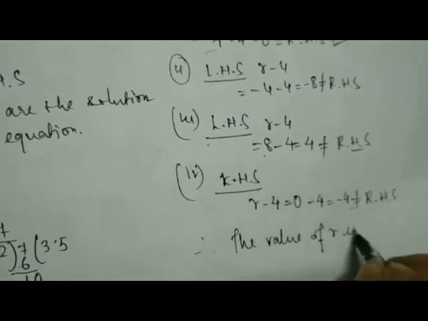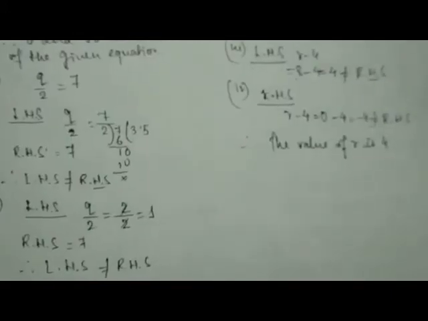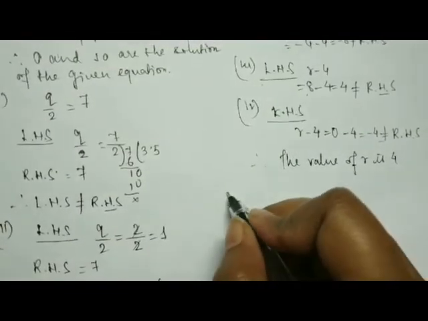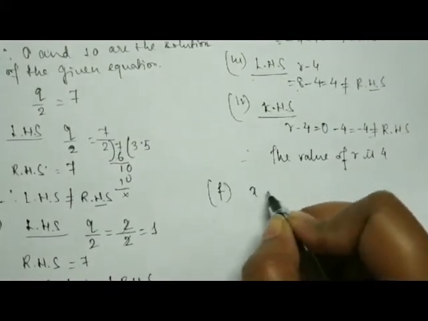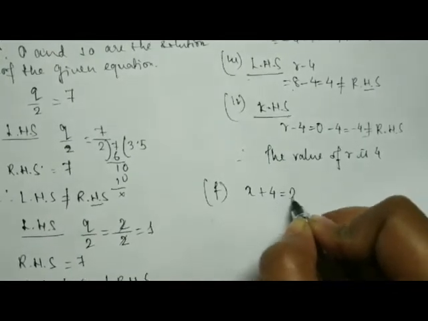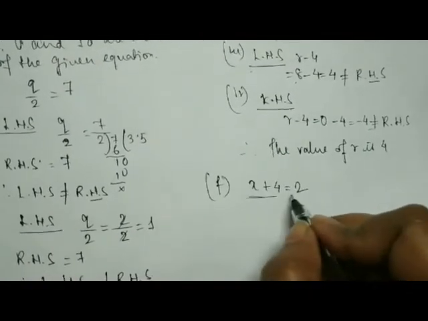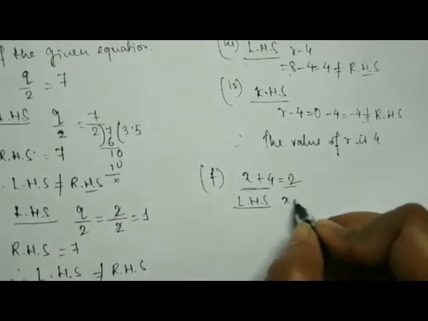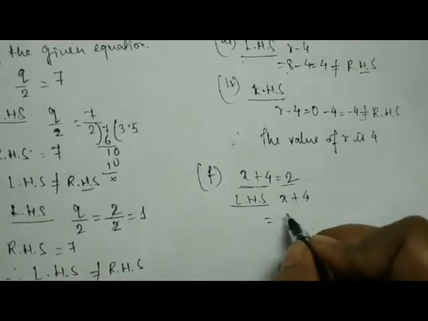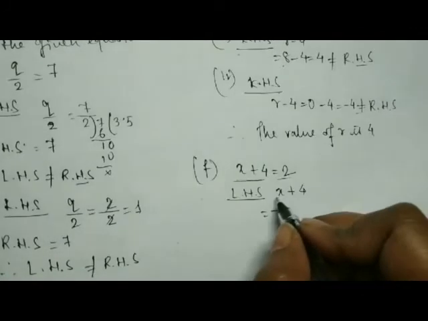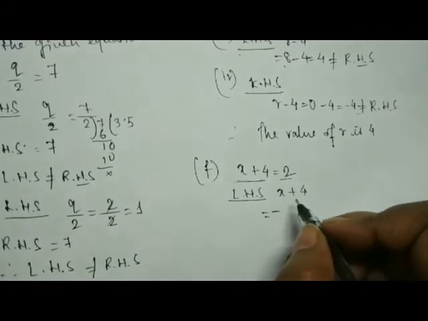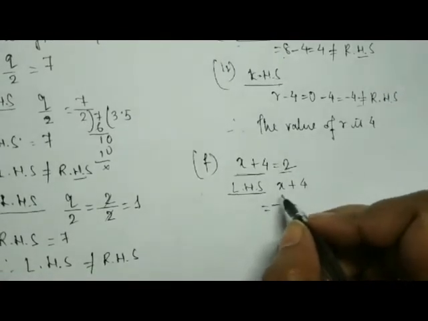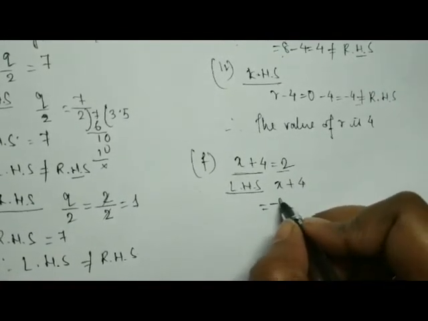Therefore the value of r is 4. Now the last part of this question, which is F part, and the equation is x plus 4 is equals to 2. This is the left hand part and this is the right hand part. So again we will mention on the left hand side x plus 4, and in the first option we have minus 2 in place of x, because whatever is there in the bracket is the value of the variable, and here the variable is x.